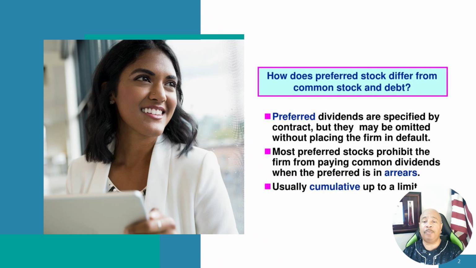Usually there is a cumulative feature up to a limit though. For example, if you are in arrears and the company owes you dividends because you're a preferred stockholder, they may decide to negotiate, or they may decide to allow you to get on the board. So there are all kinds of ways that you can still benefit from being a preferred stockholder, and it may not always be monetary. It may not be in the form of dividends. Something to think about.